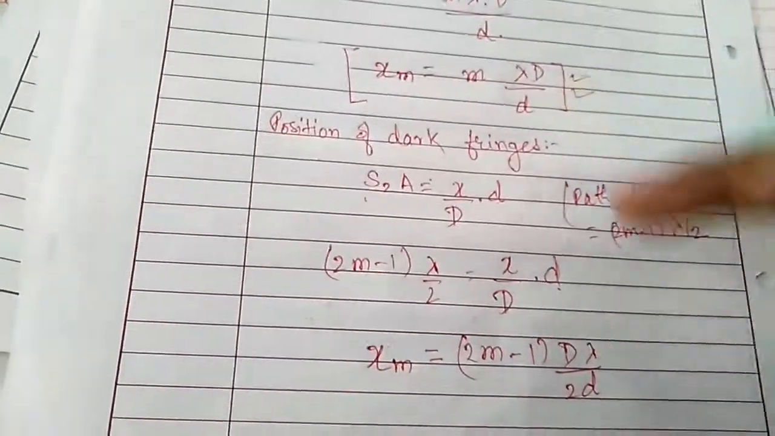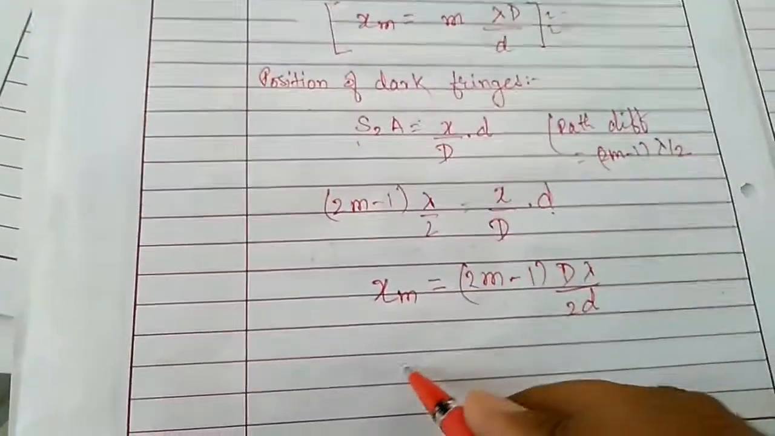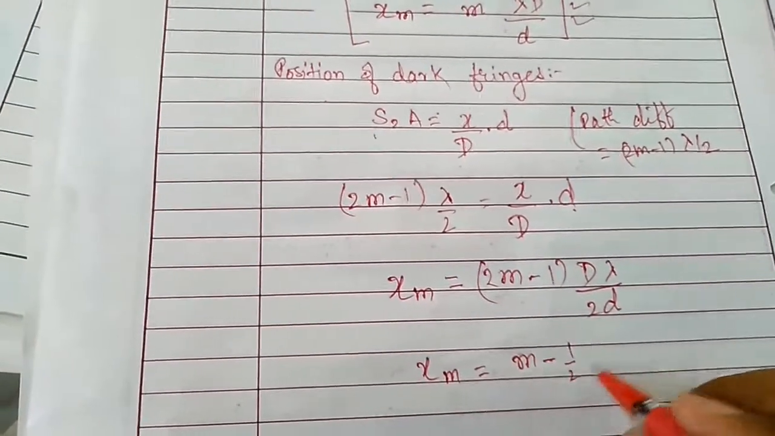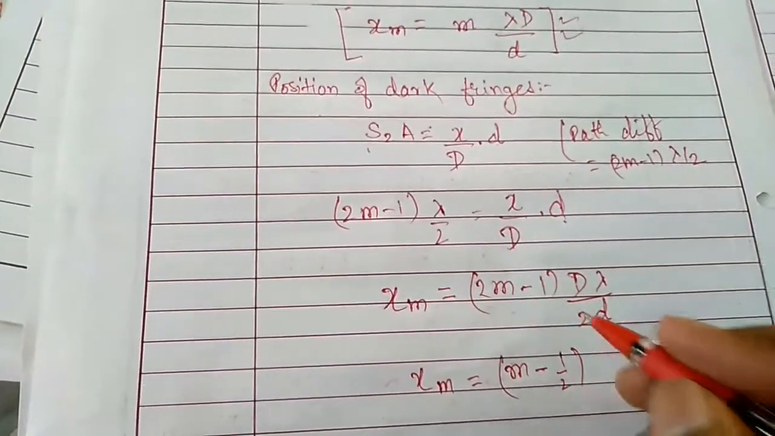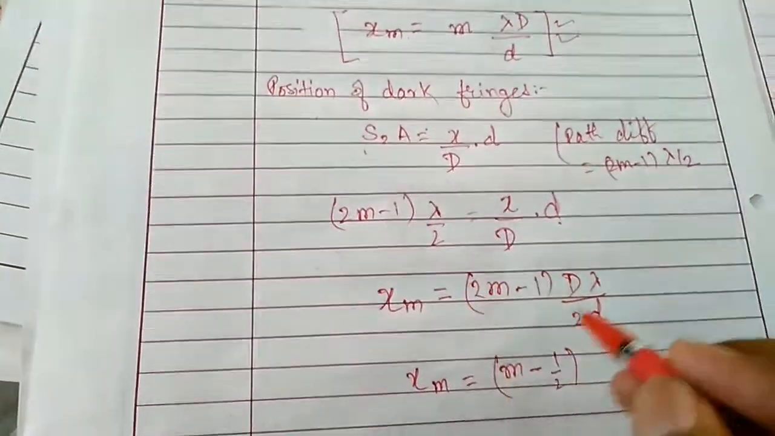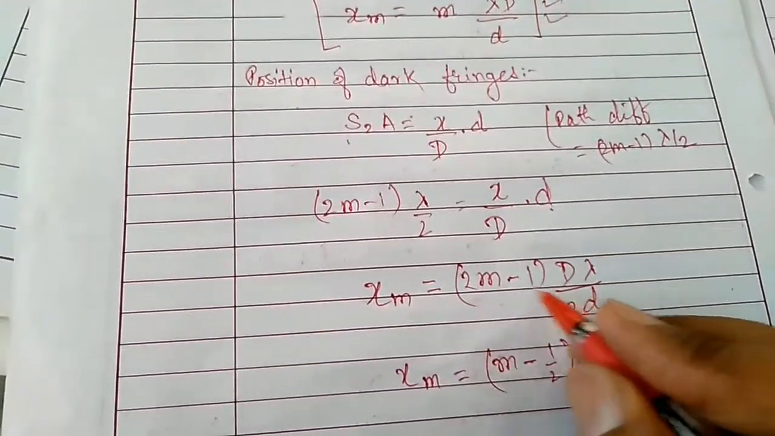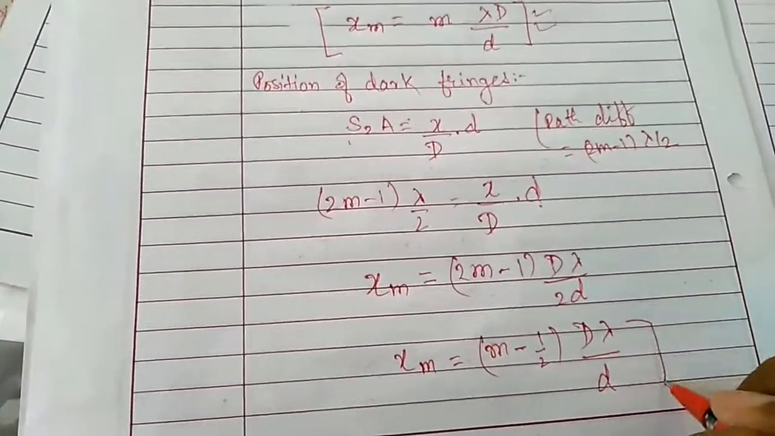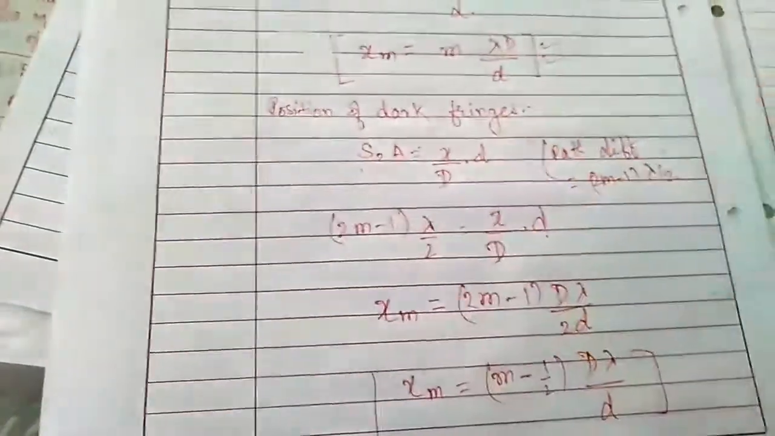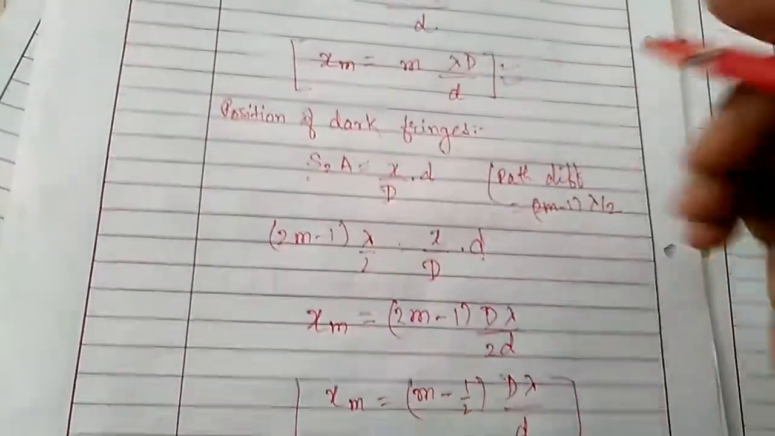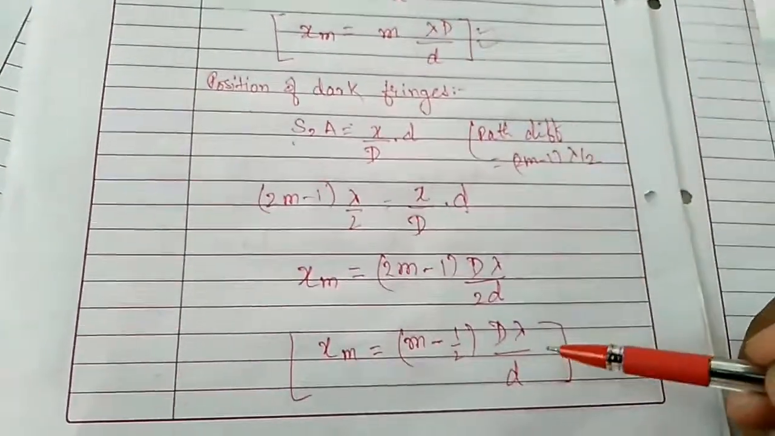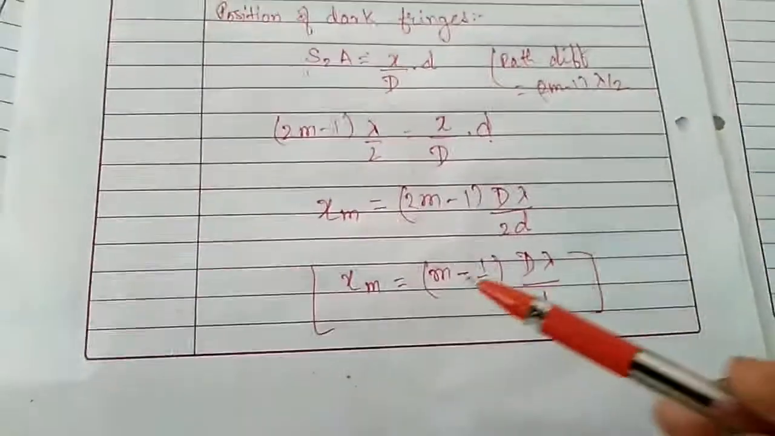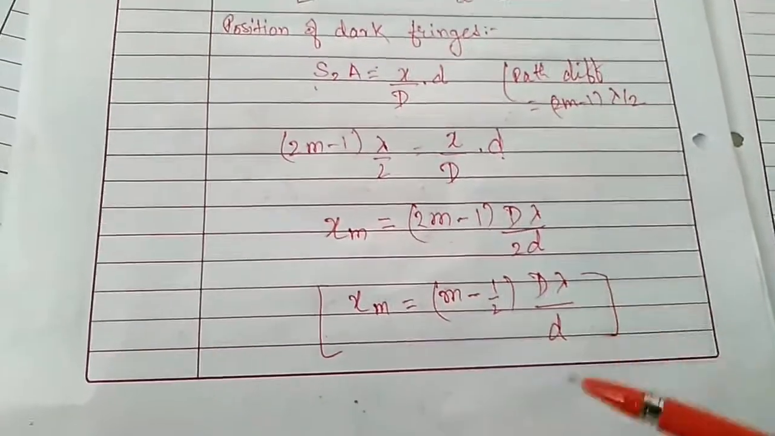But this expression is not looking like the other expression, so to make it similar, we can write xm is equal to (m minus 1 by 2), taking 2 common, the 2 and 2 will cancel, or you can say taking 2 inside, so it will be D lambda upon small d. So this is the expression to find the position of dark fringes. So at point P, whatever the value will be given, we can put it here according to bright or dark fringes. So this is xm is equal to m lambda D by d, and here xm is equal to (m minus 1 by 2) D lambda by d.